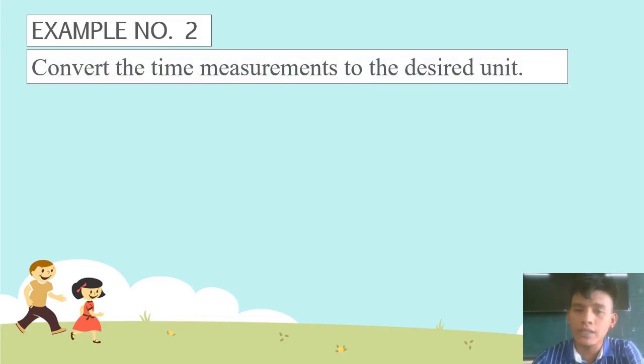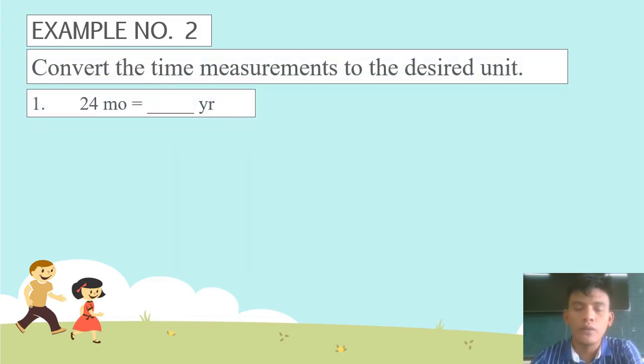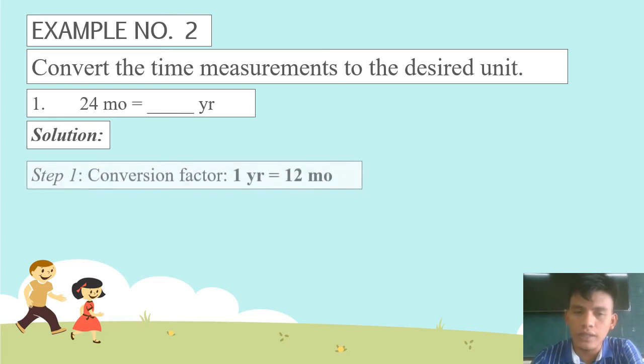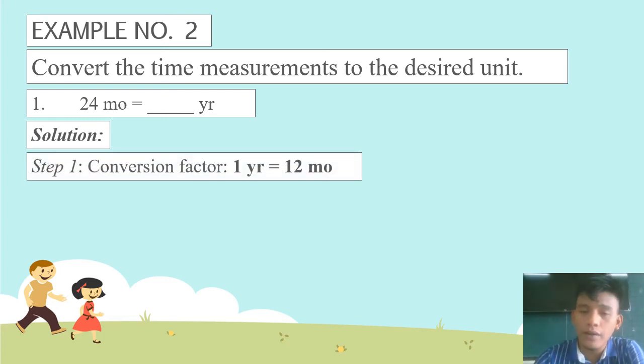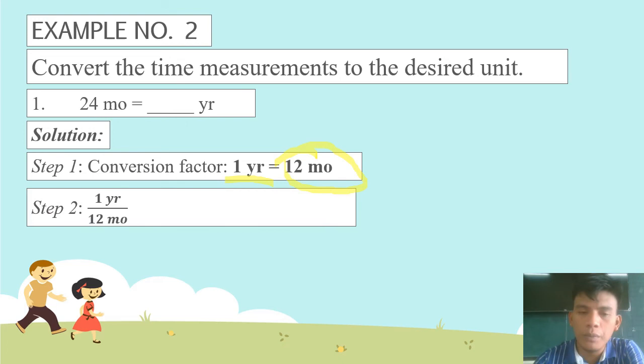Convert the time measurements to the desired unit. 24 months to years, or how many years are in 24 months? Solution. Conversion factor. Remember, 1 year is equal to 12 months. 1 year will be put in our numerator because this will be our desired unit. 12 months will be put in our denominator because we need to cancel out months.